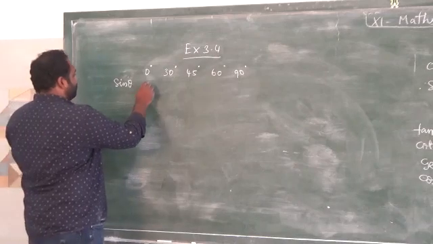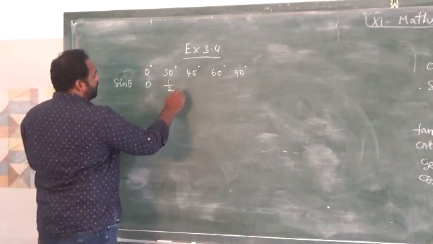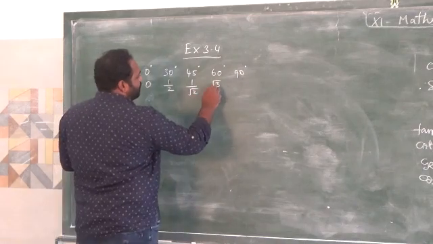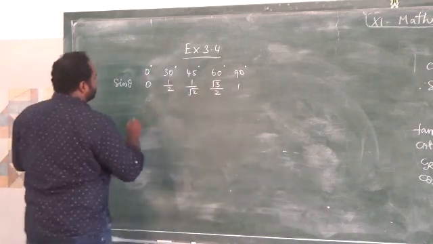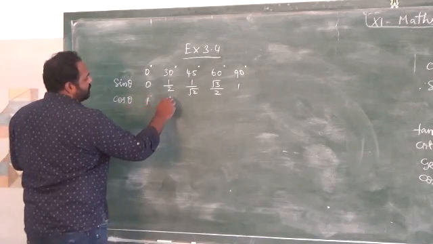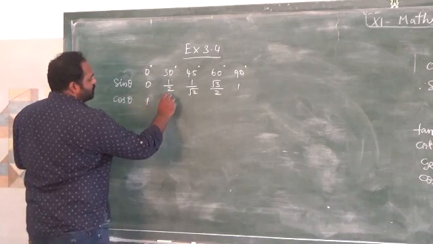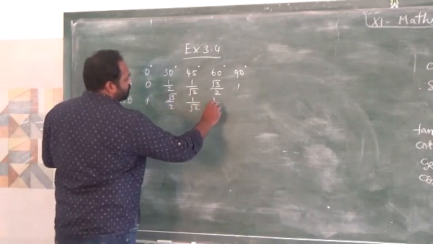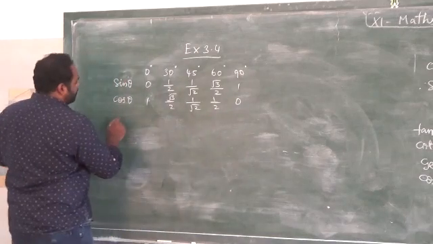Sine 0 will be 0, 30 is 1 by 2, 45 is 1 by root 2, 60 is root 3 by 2, 90 is 1. Cos theta will be 1, root 3 by 2, this is 1 by root 2, this is 1 by 2, 0. Then tan.